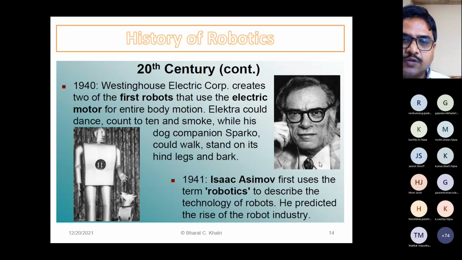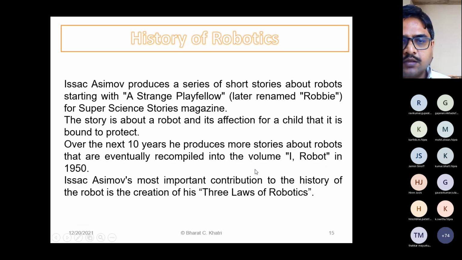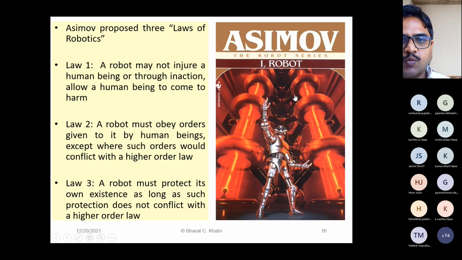His contribution is very good, as he gave the three laws of robotics. He also wrote a lot of science stories regarding robots, and all the stories he wrote in the last 10 years were clubbed together and published as one book, I, Robot, in 1950. Nowadays also, when you design a robot, you have to consider these three laws. These are the base laws that have to be thought of before designing a robot.